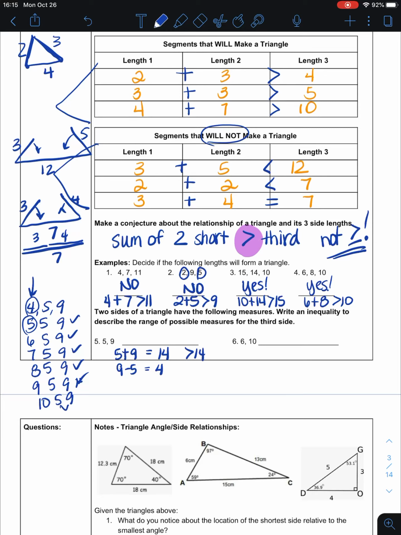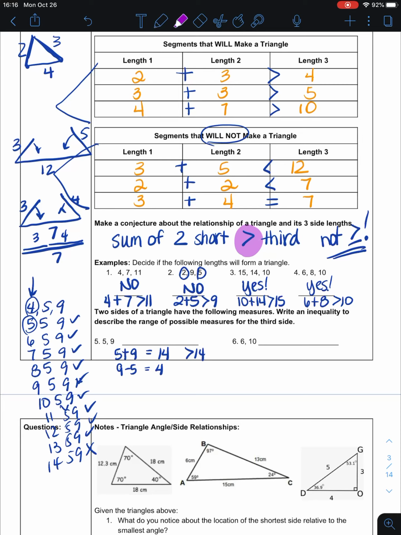10, 5, and 9. Okay, so now you've got to switch, right? Because now these two, your 5 and 9, are your smallest ones. So those are 14, bigger than 10. That works. 11, 5, and 9 works. 12, 5, and 9 works. 13, 5, and 9 works. 14, 5, and 9 does not work anymore, because 5 plus 9 is 14, and 14 equals 14.